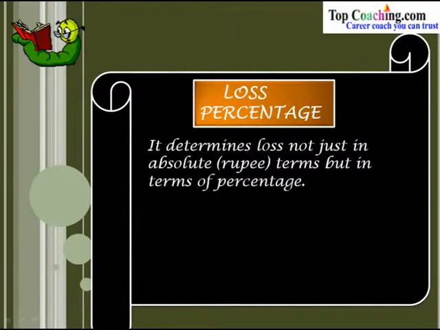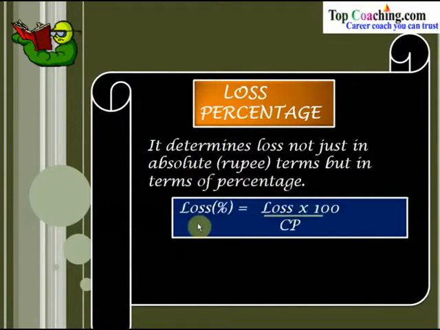Now let's see what is loss percentage. It determines loss not just in absolute rupee terms but in terms of percentage. So it's just like the profit percentage. Instead of profit, there is a loss. So whenever we have a transaction in which loss incurs, then we can calculate the loss percentage in terms of CP. And this is given by the formula loss percentage equal to loss divided by CP into 100. So loss percentage is again expressed in terms of CP as loss divided by CP into 100.